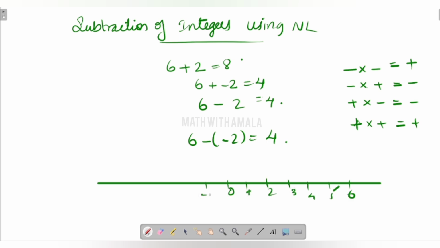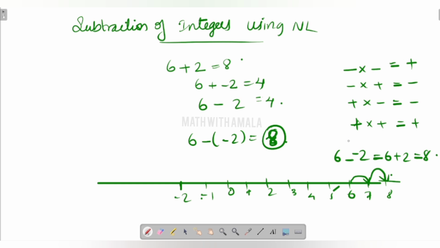Let us take 6 and you have to move back. 6 minus means it is actually subtraction. But moving back 2 units in the negative direction means it is actually moving towards the front. Okay. So 6 minus minus 2 will become 8. So 6 plus 2 will become 8. That is, you have to move 2 units towards the right. That means you have to jump 2 units towards right.